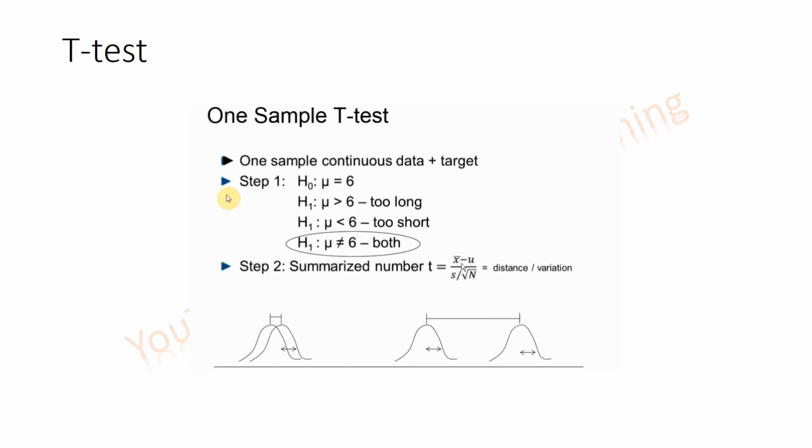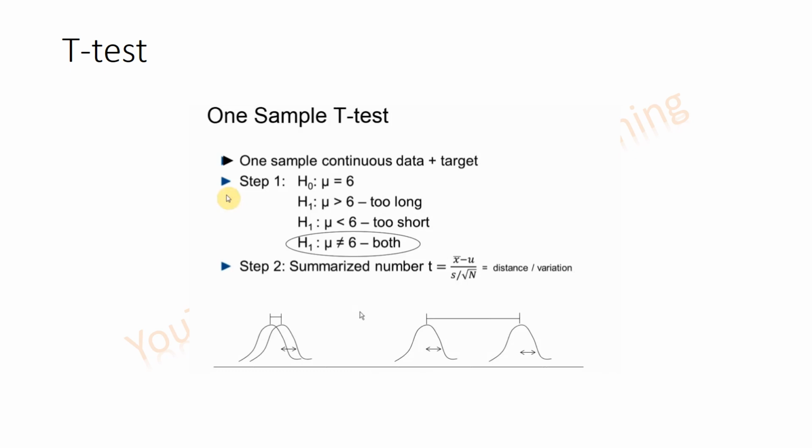At the top, where we are, which is X bar, and where we're supposed to be, we call the distance or difference between where we are and where we're supposed to be. The bottom part, that's S, which is standard deviation, or variation, and considers sample size. So the bottom part stands for variation. So actually the summarized number is equal to the distance over variation. So it's the ratio between distance and variation.